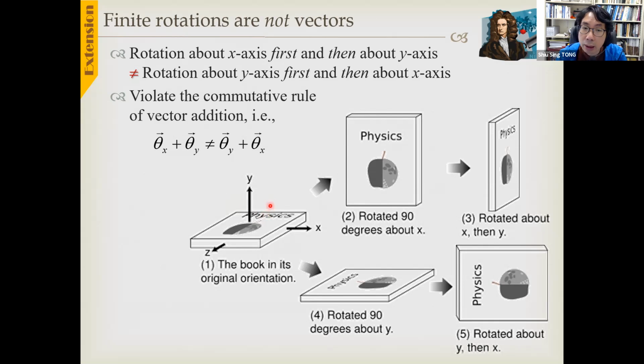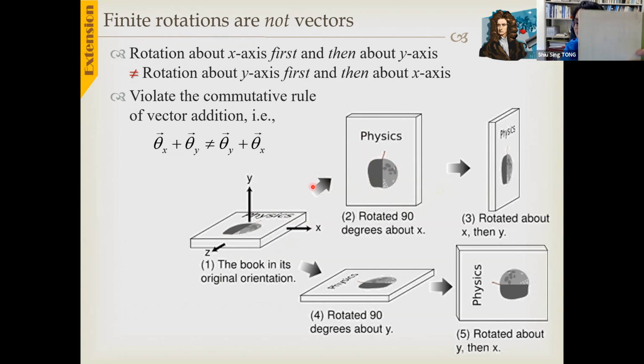Now we make a rotation about the x-axis and the y-axis by 90 degrees, but we can do it two ways. The first way is that we first rotate about the x-axis. The x-axis is this axis, right? So when we rotate the whole book about the x-axis, the book turns like this, right? So now we have the front page of the book facing us, okay? After rotating about the x-axis by 90 degrees.